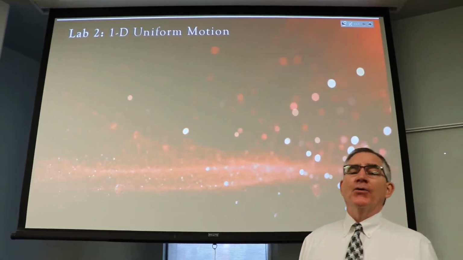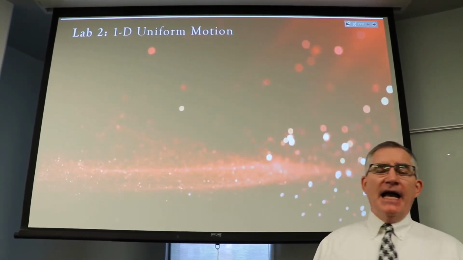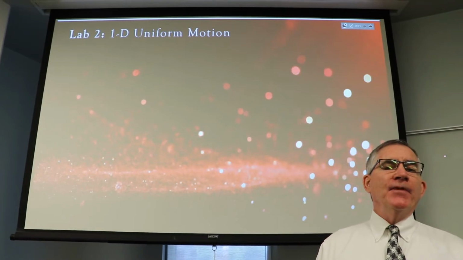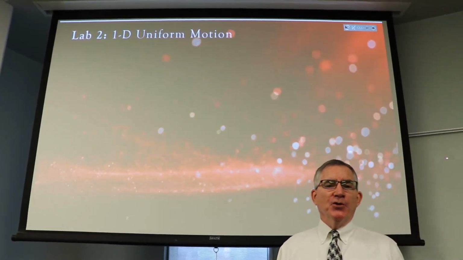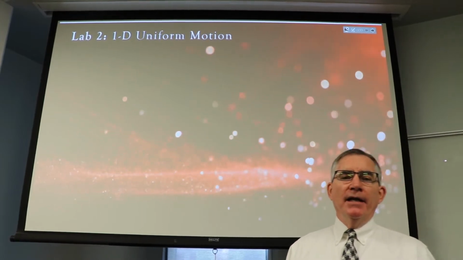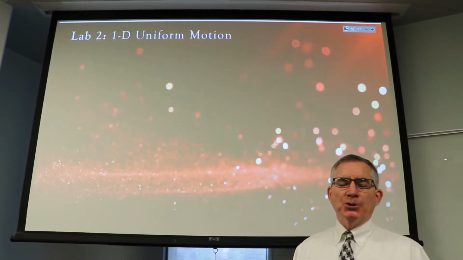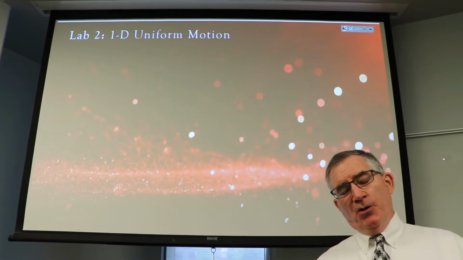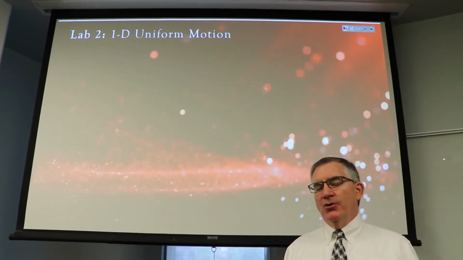All right? So we start off with a classic motion lab where you study the motion of a uniform object, and then you can change what will make that uniform motion different, but then it'll still be uniform. It'll just be different uniform motion.